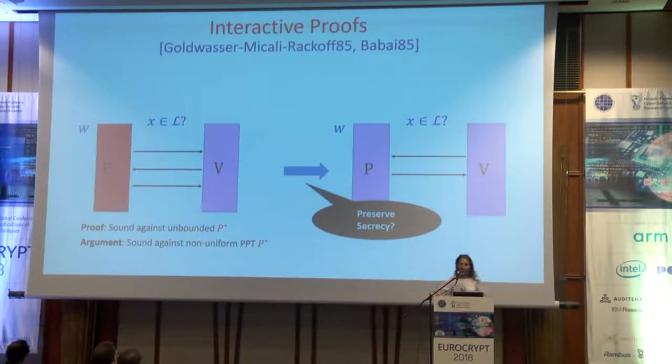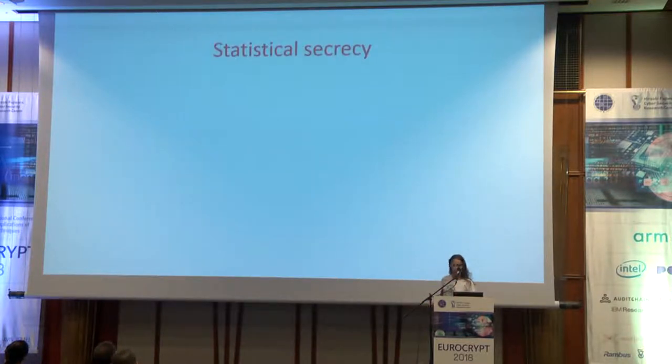Okay, so what's our goal? Our goal is to construct a two-message protocol with secrecy. The way we go about this is we say, suppose we have an interactive protocol that offers secrecy. Can we convert it into a two-message protocol while still preserving secrecy? This is the question we ask. So in spirit it's similar to the previous talk. The focus of this work, though, as opposed to the previous talk, is on statistical secrecy.